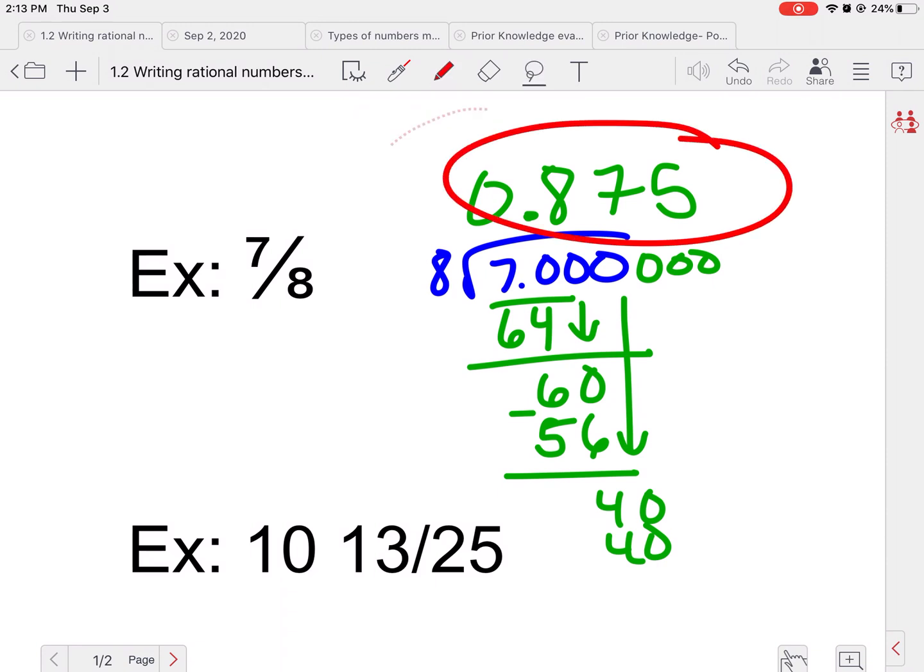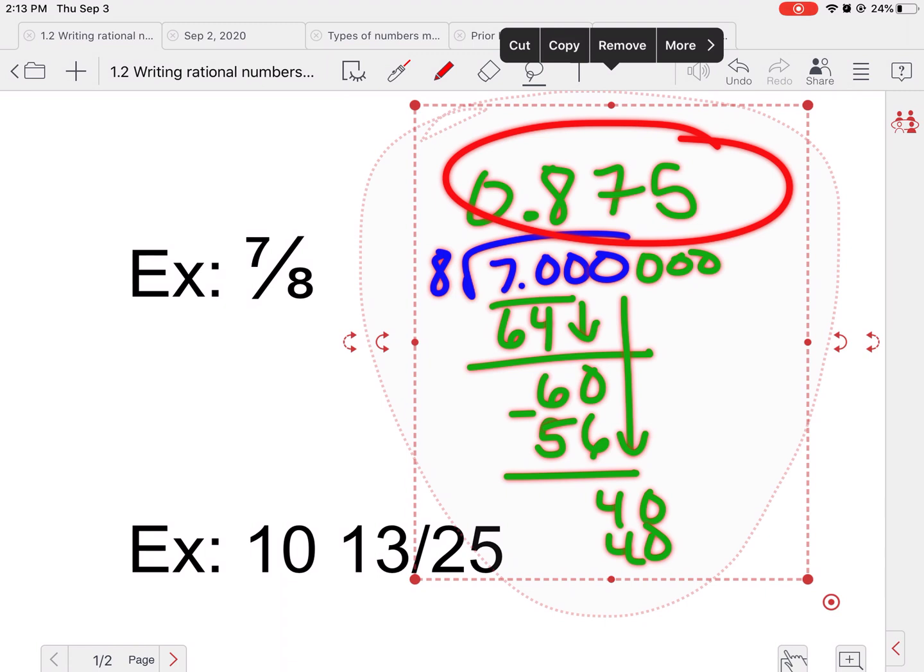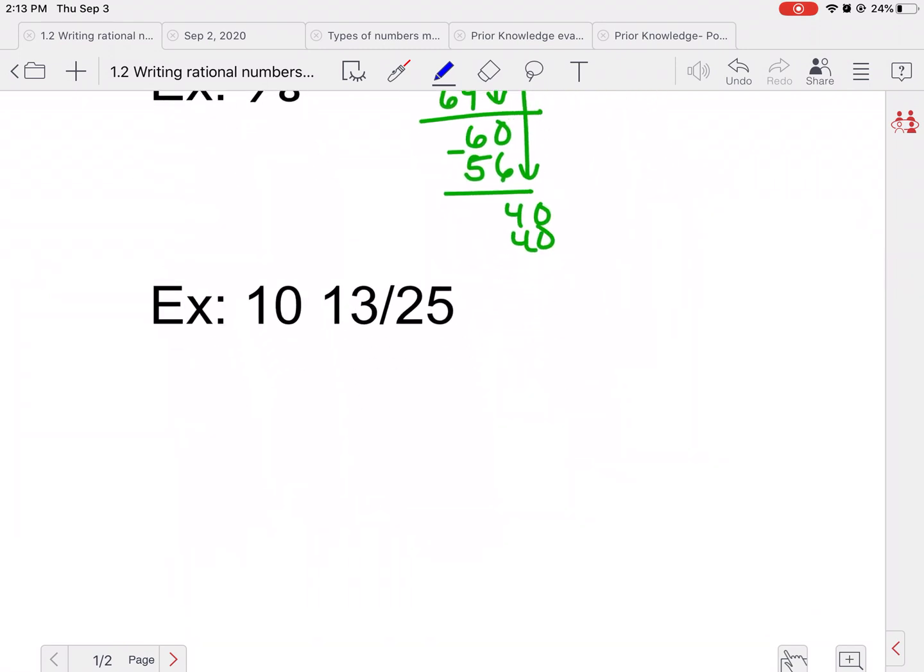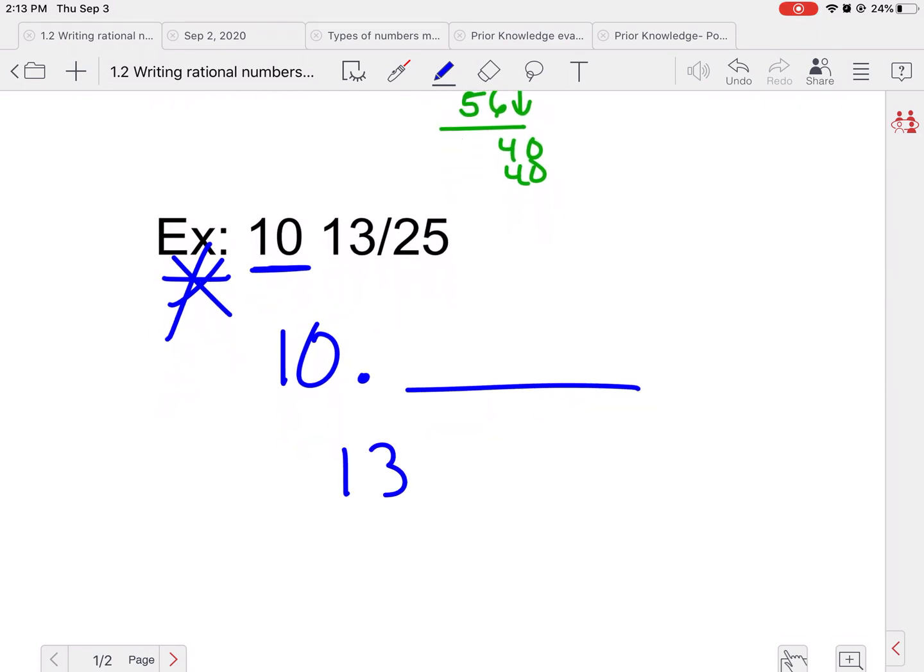Okay. I'm going to go ahead and shrink this so that way I have my room back over here. Okay, again, 10 and 13/25. So go ahead and try this writing it as a decimal for me. And remember, this is going to be my front number, so this is going to be 10 point something. And 13/25 nicely goes to 100, so I'm going to multiply top and bottom by 4.